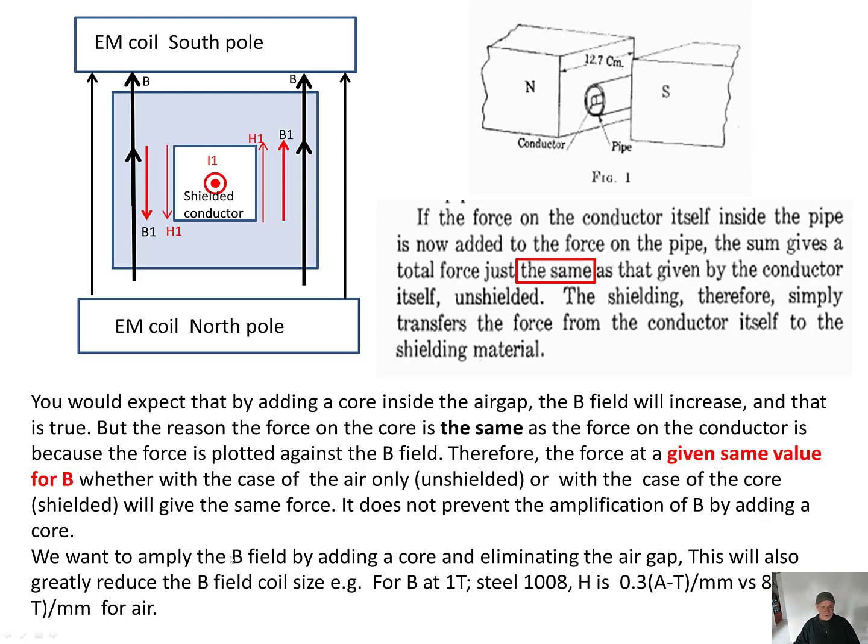We want to amplify the B field by adding a core and eliminating the air gap. This will also greatly reduce the B field coil size, e.g. for B at 1 T for steel, H is 0.3 ampere turns per millimeter versus 800 ampere turns per millimeter for air.